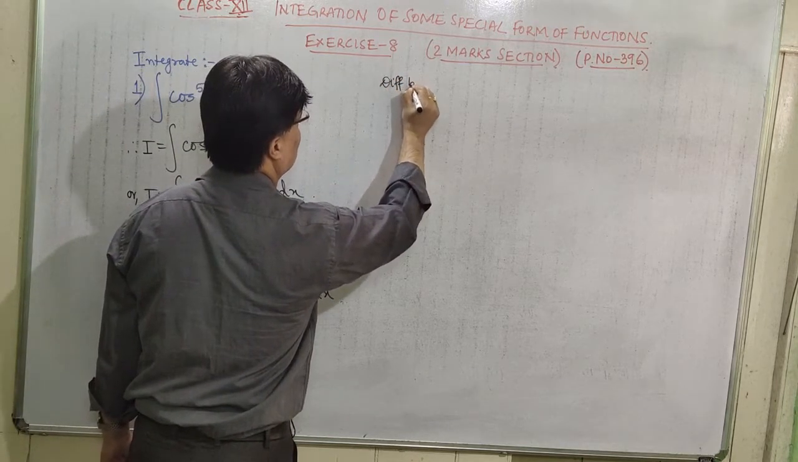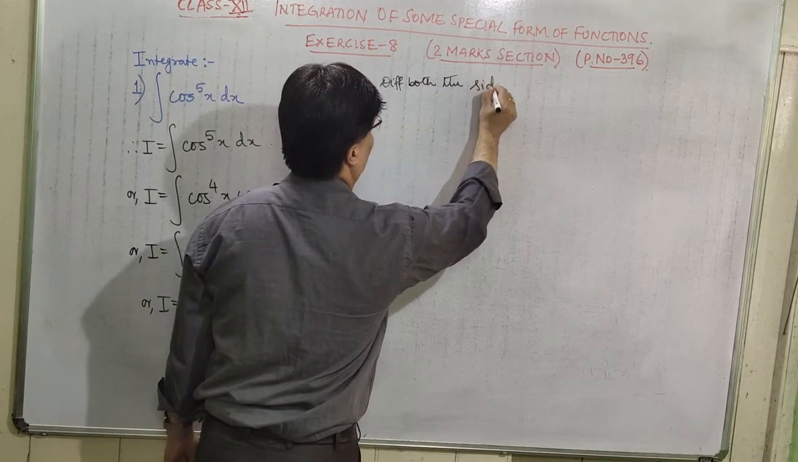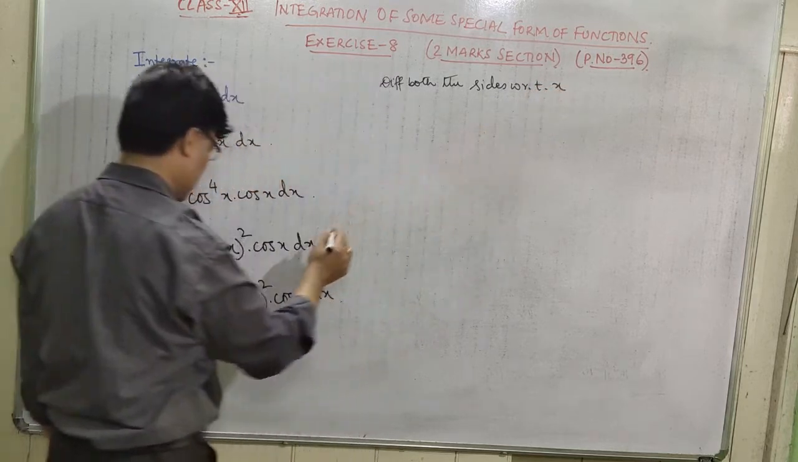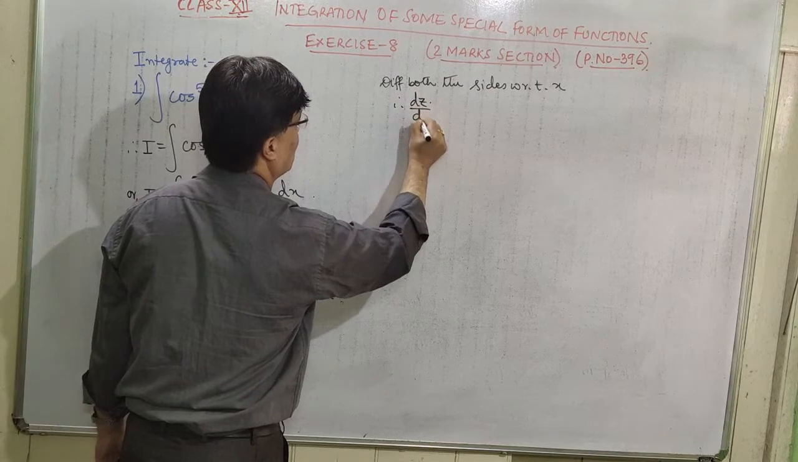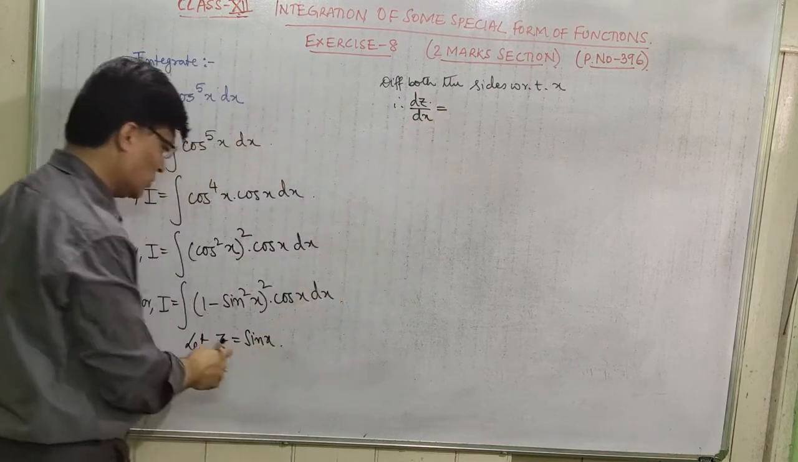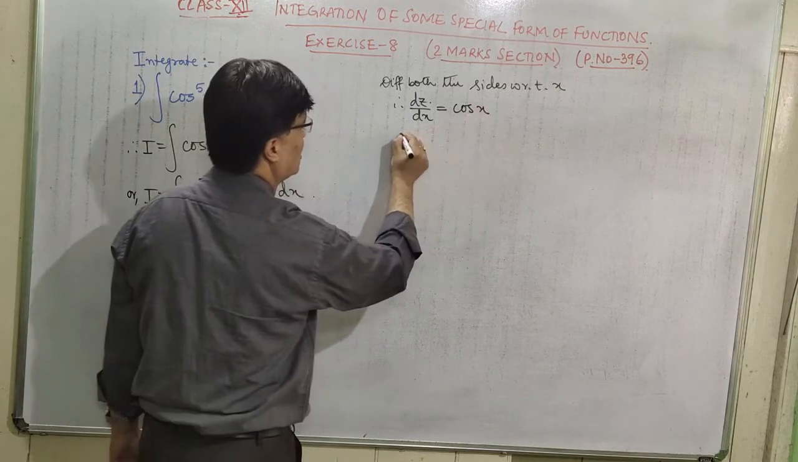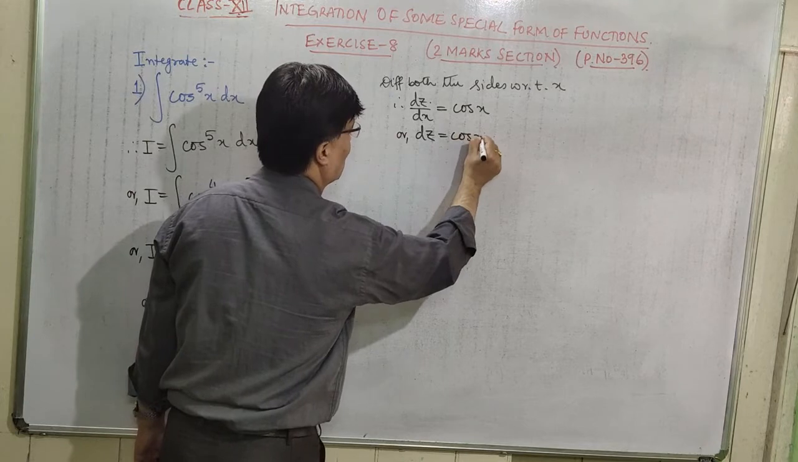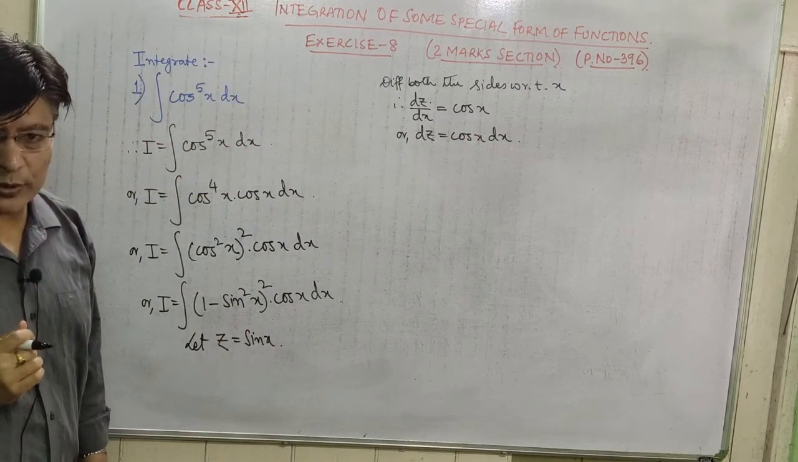So differentiating both the sides with respect to x. Okay. So therefore dz by dx is equal to, what is the differentiation of sin x? It is cos x. You can do cross multiplication. What is dz equal to? Now this is cos x dx. So I think you've understood it.